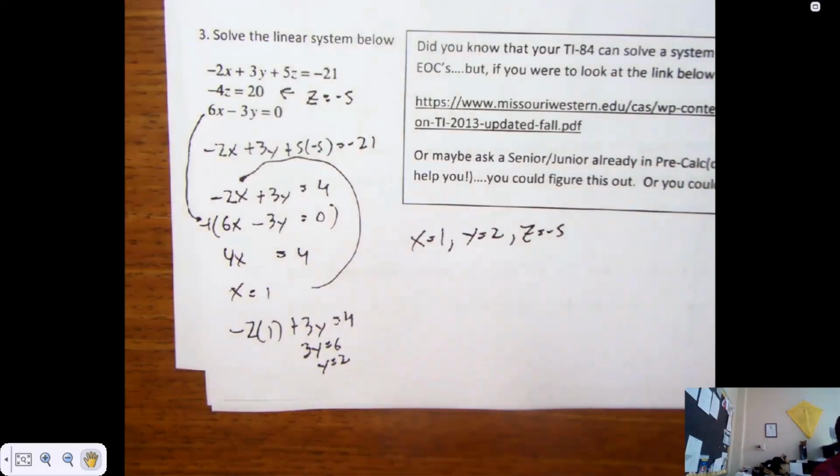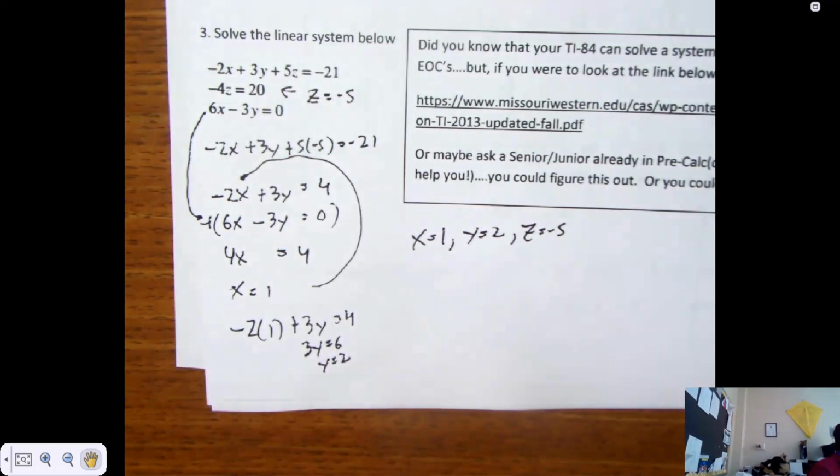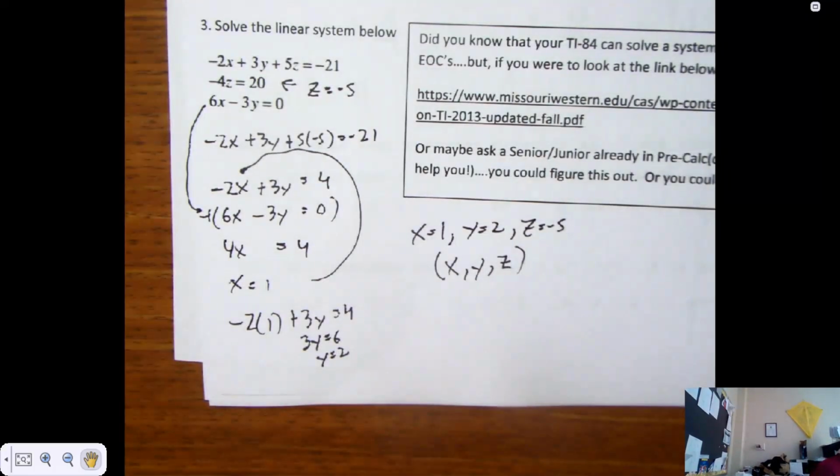Now, answers to systems of equations like this are presented in what you call an ordered triple. An ordered triple is written x, y, z. It's like an ordered pair, it's an ordered triple. So it'd be 1, 2, negative 5.